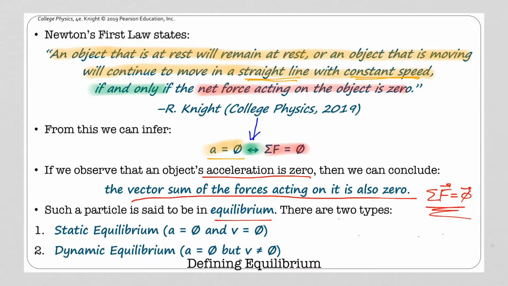Technically, there are two types of equilibrium. There's static equilibrium, where the acceleration is zero and the velocity equals zero. That's what we're going to focus on here. Technically, dynamic equilibrium is a case where the acceleration is zero, but the velocity is not zero. That would be the object moving in a straight line at a constant speed. Technically, that's equilibrium from the mathematical perspective, but it is not as practically applicable as static equilibrium.